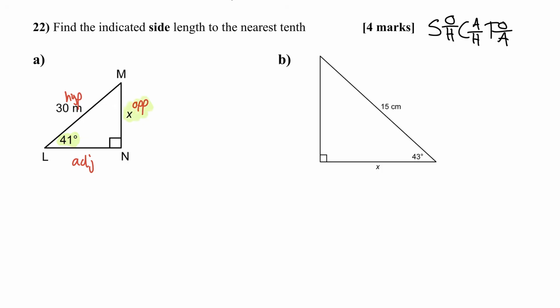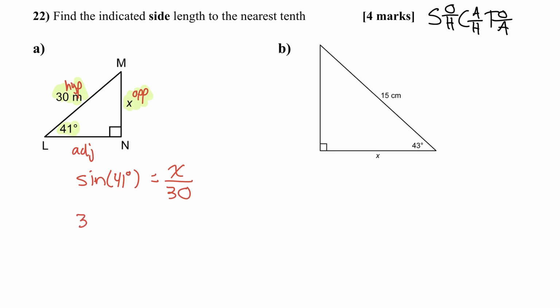If I want the opposite side and know the hypotenuse, the ratio that has opposite and hypotenuse is sine. So I can say that sine of the reference angle 41 degrees is equal to the opposite side, which is x, divided by the hypotenuse, which is 30. Isolate the x by multiplying the 30 to the other side, and then use your calculator to get an approximate value of 19.7 meters.